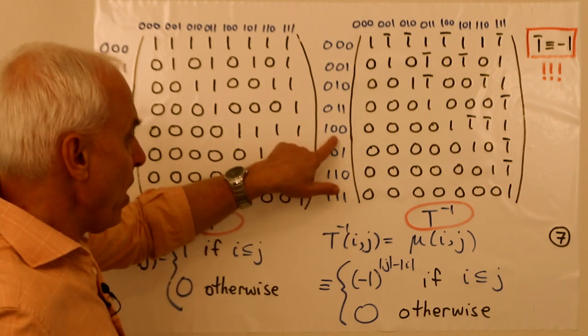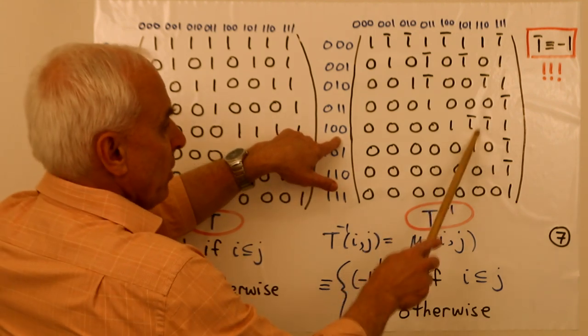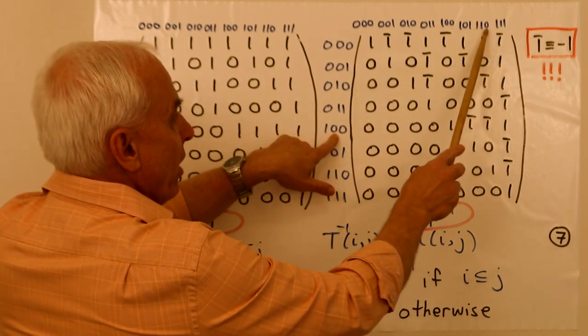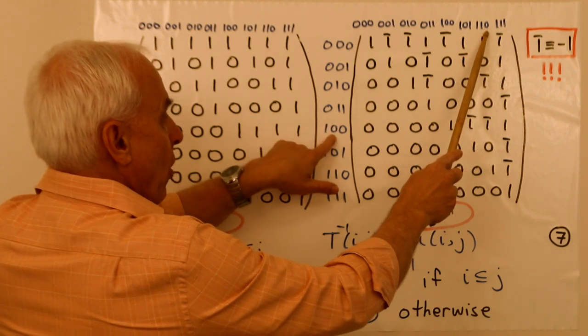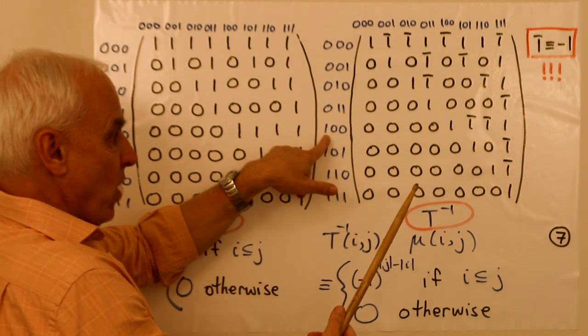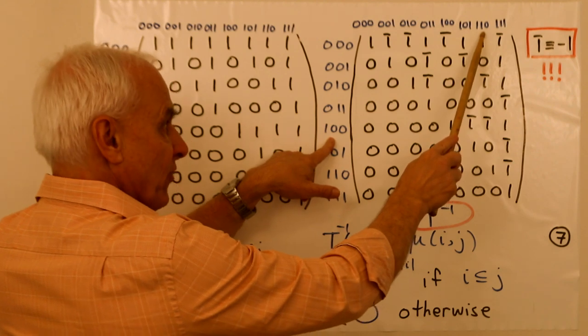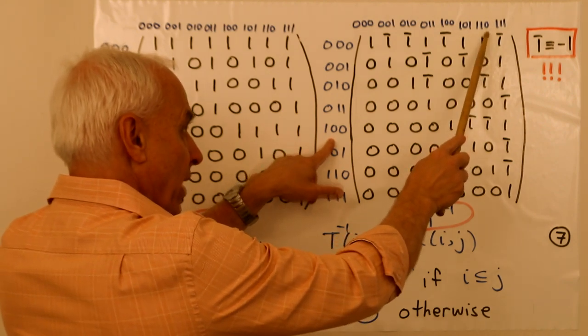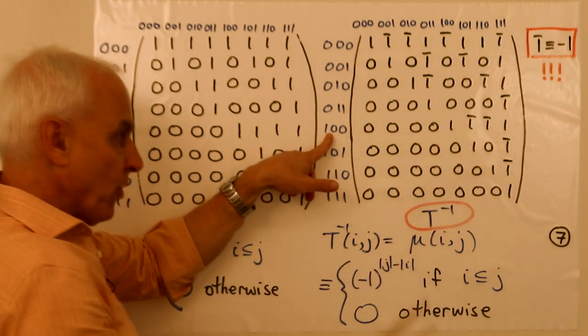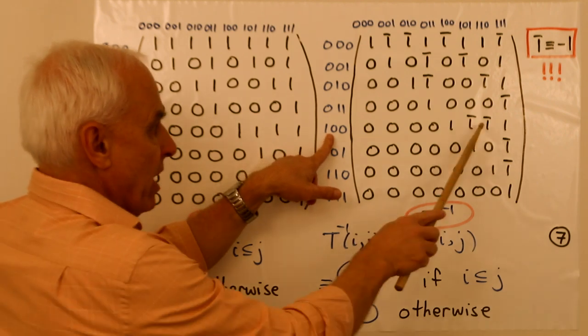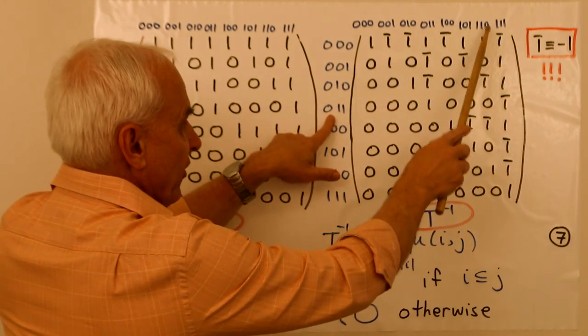So for example, 1, 0, 0. Let's look at this entry here. 1, 0, 0 here and 1, 1, 0. This thing has one entry, as a set has one entry. This one has two entries. The difference between 2 and 1 is 1. So we should have a minus 1 to the 1, which is minus 1. There's a 0 here because this thing is not a subset of that.